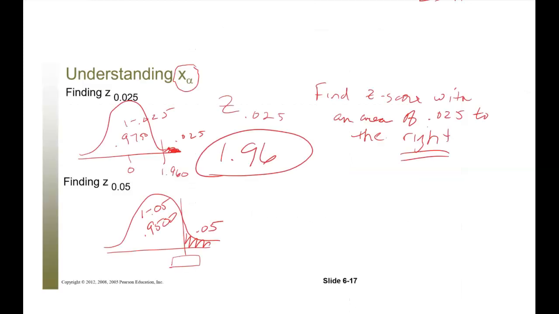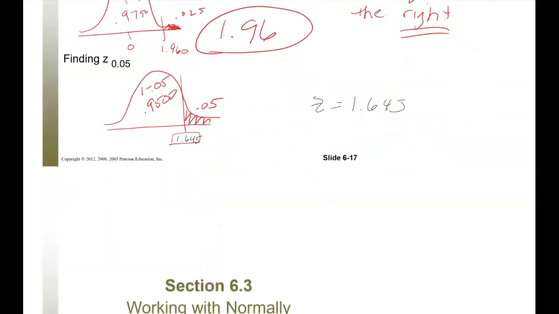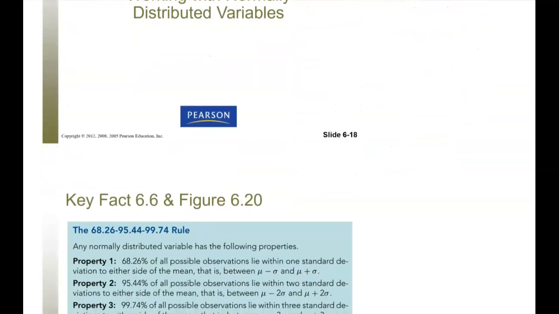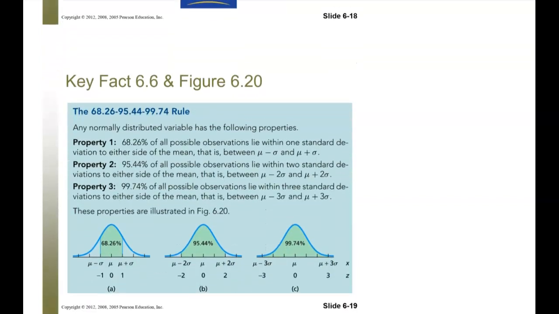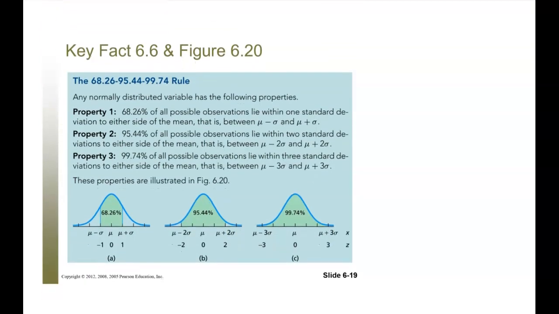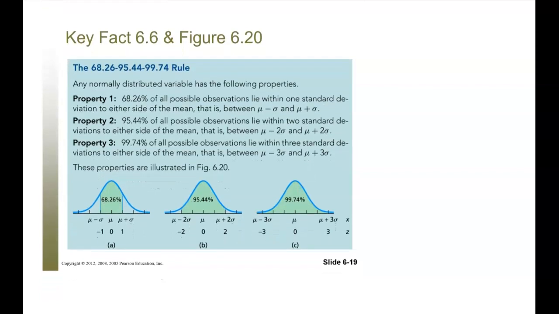So this is going to be 1.645. Of course, it's smaller. It's closer to 0 because it has a larger area to the right. Okay? Okay, so how can we work with these and use them in an actual problem?